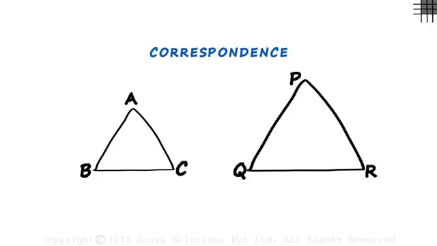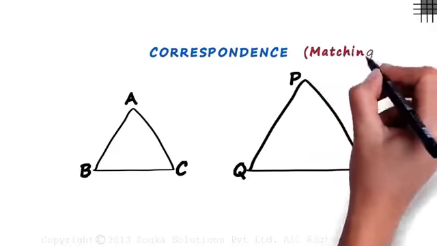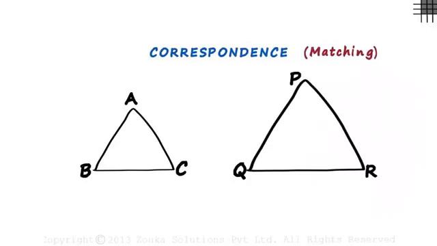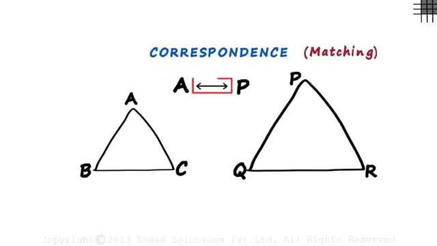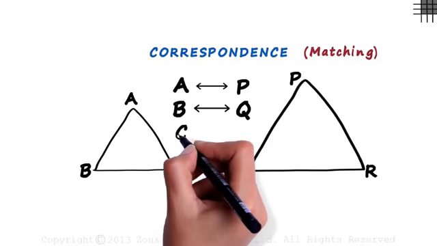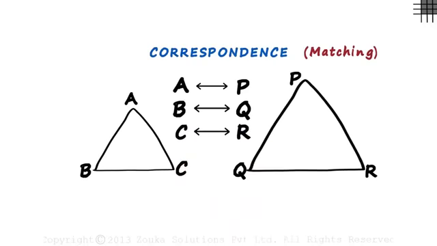Corresponding simply means matching or pairing of vertices. Say vertex A corresponds to vertex P. This is the sign we use to denote correspondence. It simply means that this vertex is paired with this one. Vertex B corresponds to vertex Q, and vertex C corresponds to vertex R.